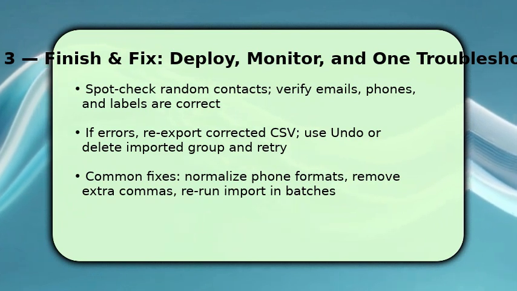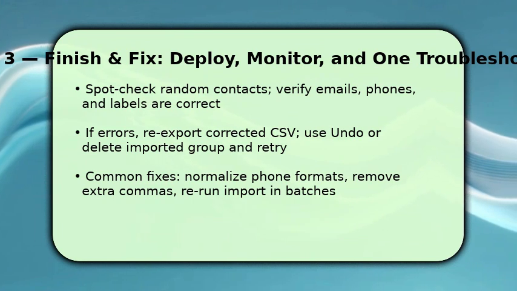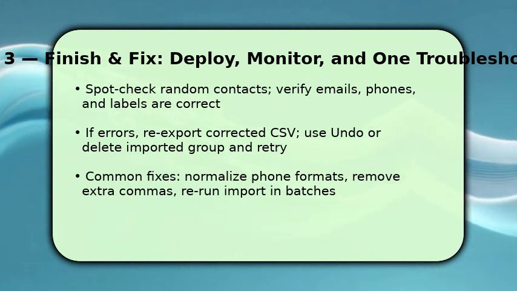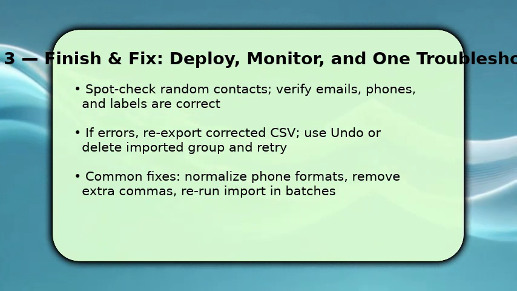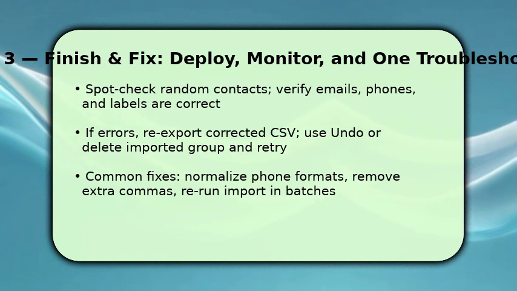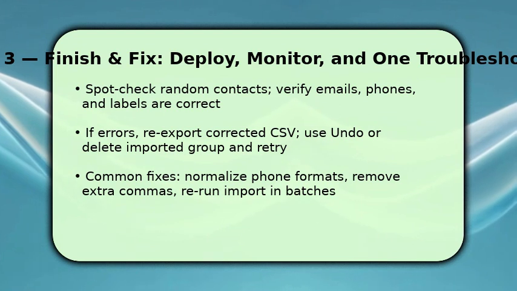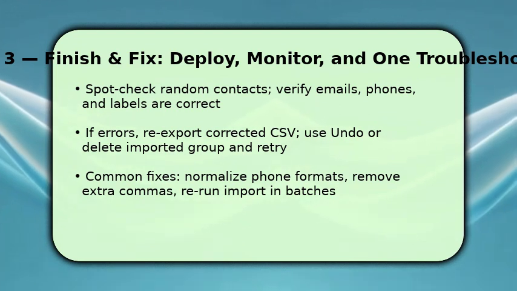If something's off, use undo or delete the imported contacts group, fix the CSV, normalize phone formats, remove stray commas or quotes, and re-import. If the import fails midway, split the file into smaller batches and retry. One key troubleshooting tip: always keep a backup of the original CSV so you can restore and retry safely.